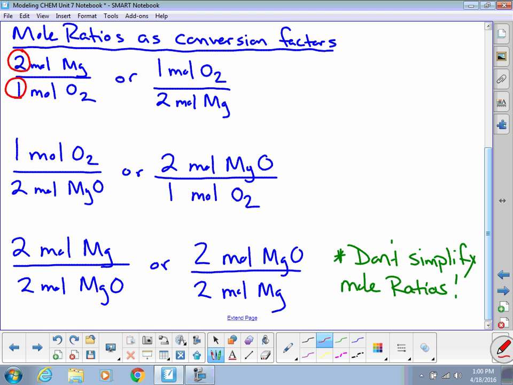This last one, we have 2 moles magnesium or 2 moles of magnesium oxide. It might be tempting to simplify and say it's really a 1-to-1 relationship. Don't simplify the ratios. Okay, just leave them be. I've seen too many times where people go to simplify things, they end up writing down the wrong number and end up messing up their calculation.